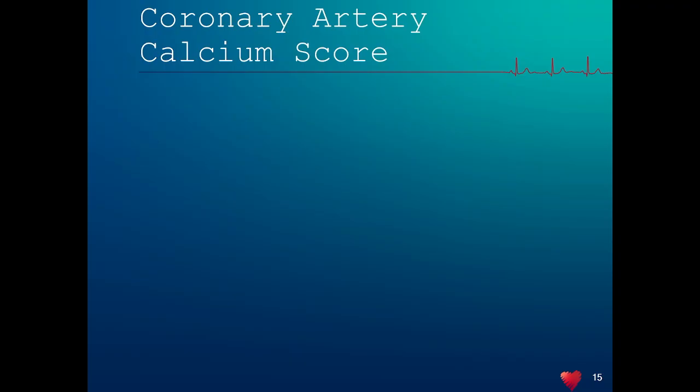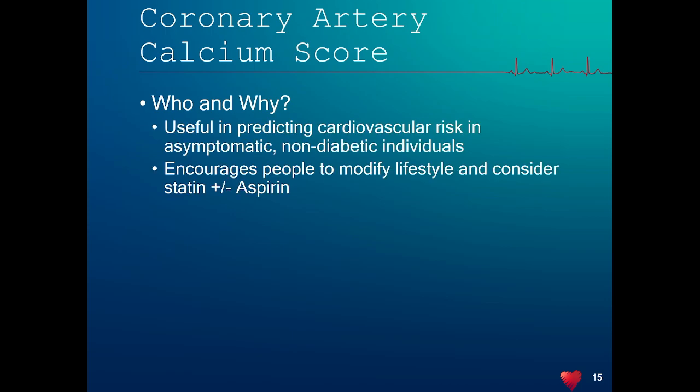The other key one we have been doing nowadays, and a lot of you have been requesting, is the coronary artery calcium score. So who should have it and why should we do it? It's a useful tool in predicting cardiovascular risk in asymptomatic non-diabetic individuals. A lot of the data for this calcium scoring comes from a big registry called the MESA registry. In that registry, they excluded symptomatic patients and they excluded diabetics. So generally, it should be reserved for asymptomatic non-diabetic patients.